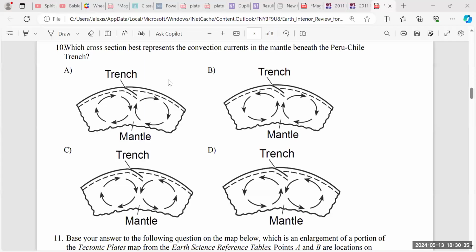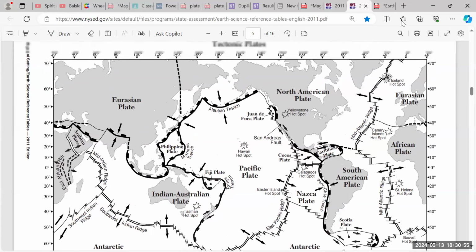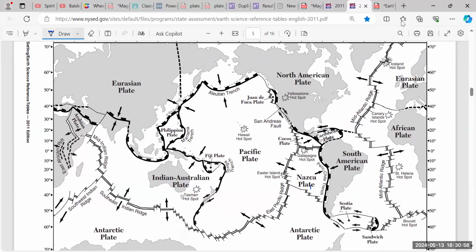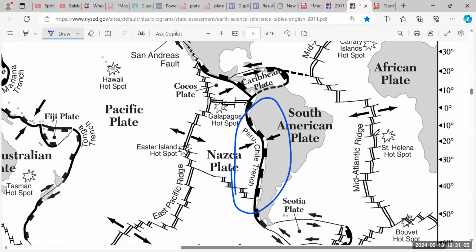All right, number 10. Number 10 says, which cross-section best represents the convection currents in the mantle between the Peru-Chile Trench? All right, so when I'm looking at page 5 of the reference tables, the Peru-Chile Trench is actually located right here. And I'll zoom in for you guys. There we go. Yep. Now, what type of plate boundary is this?